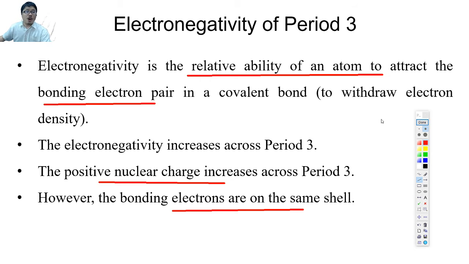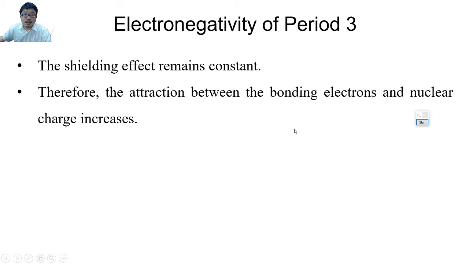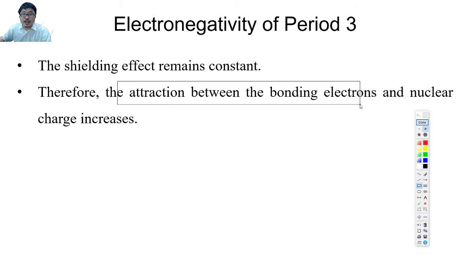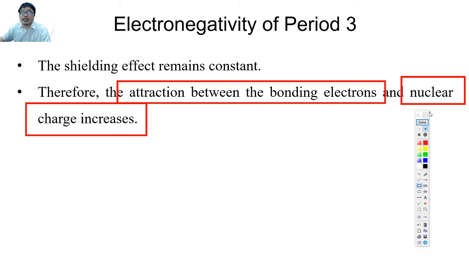Again, similar to atomic radius and ionic radius, the shielding effect remains constant. Therefore, the key point to note is that the attraction between the bonding electrons and nuclear charge increases. Okay, so therefore, the attraction becomes stronger and stronger across a period.